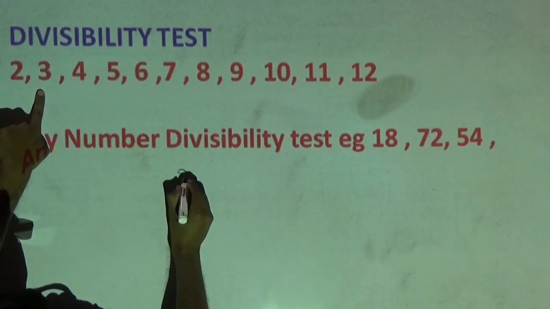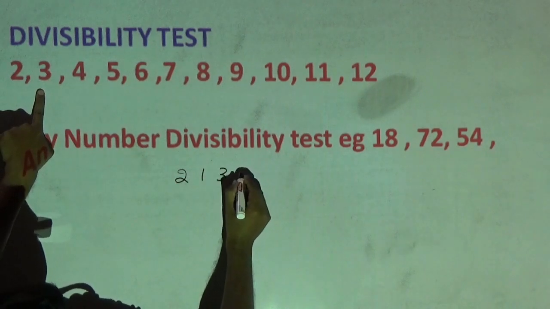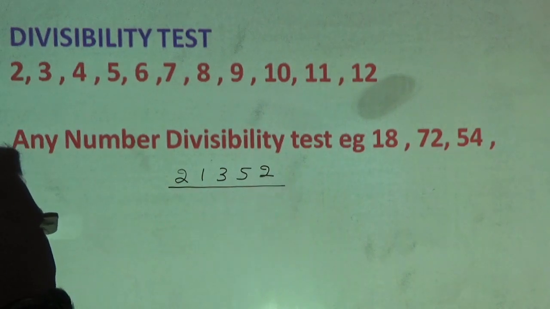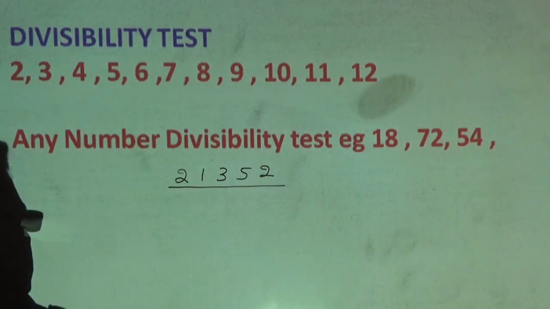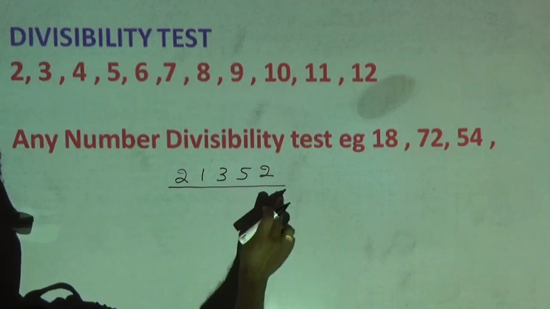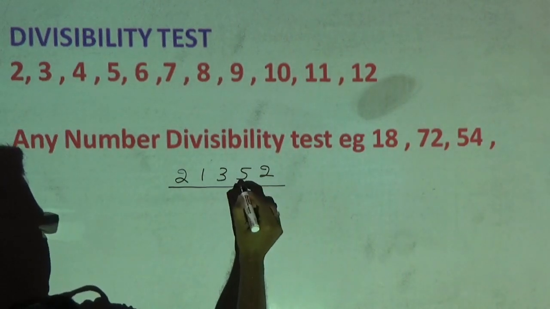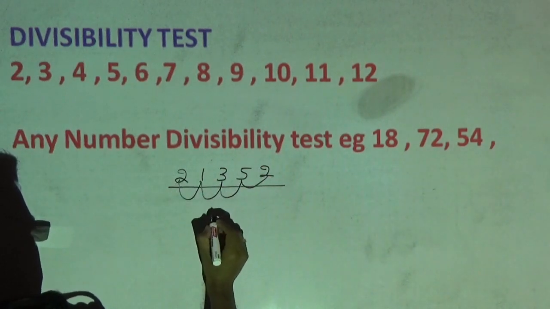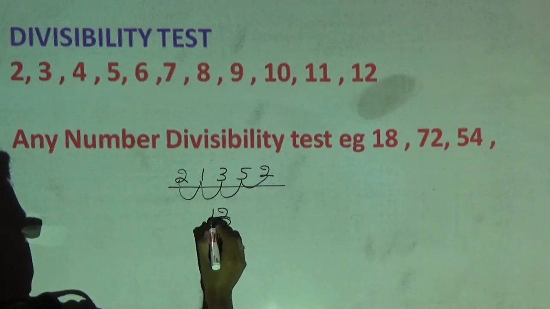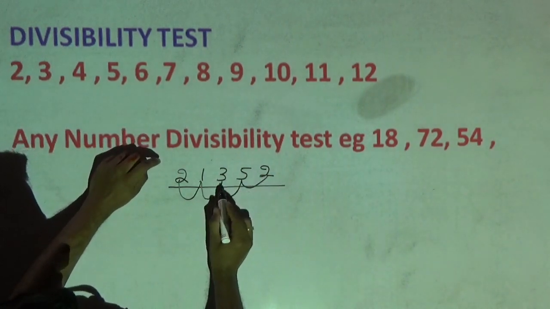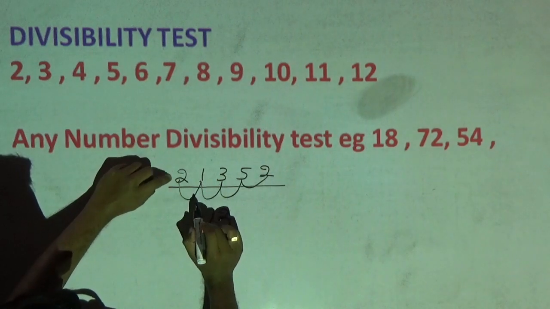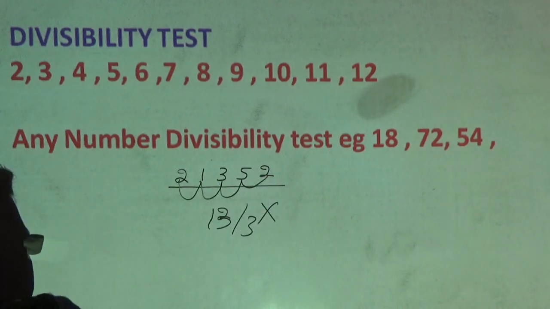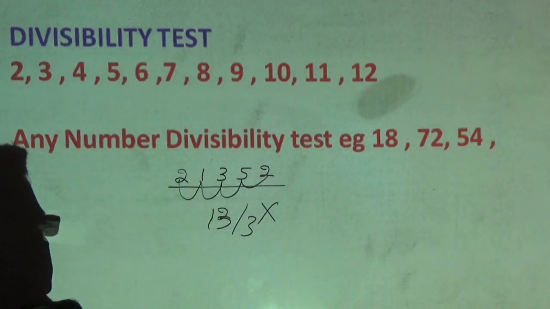So I will give an example here. 21352. I want to check whether this number is divisible by 3 or not. The rule says for divisibility by 3, add all the digits of that number. See, 2 plus 5 is 7, 7 plus 3 is 10, 10 plus 1 is 11, 11 plus 2 is 13. Is 13 divisible by 3? No. So this number, 21352, is not divisible by 3.